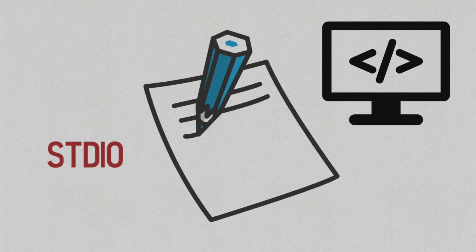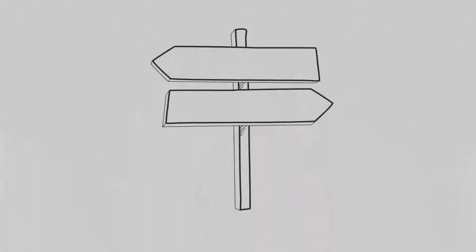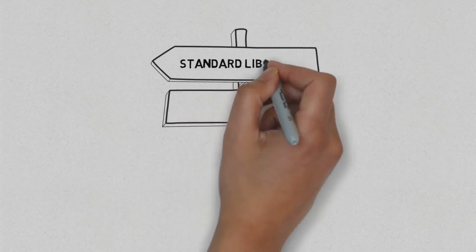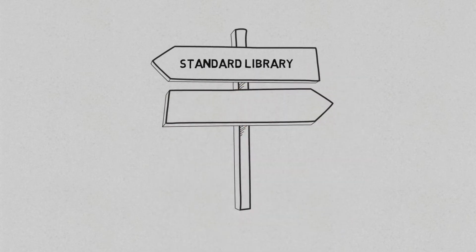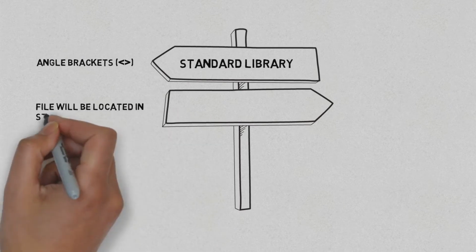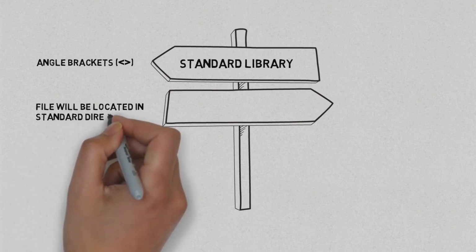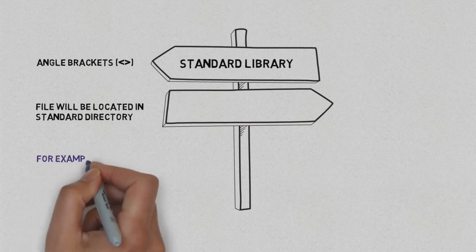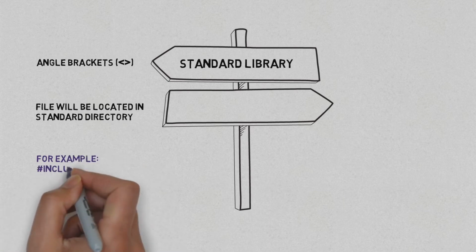Now let's have a look at how many types of libraries are available in C. In C, there are two types of libraries. First is the standard library, and second is the user-defined library. The standard libraries are imported using angle brackets. The angle brackets indicate that the header file is stored in a standard directory, and GCC should be able to find the library in the same directory. For example, we have #include <stdio.h> and <math.h>.